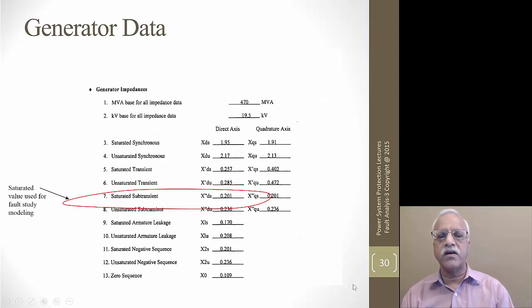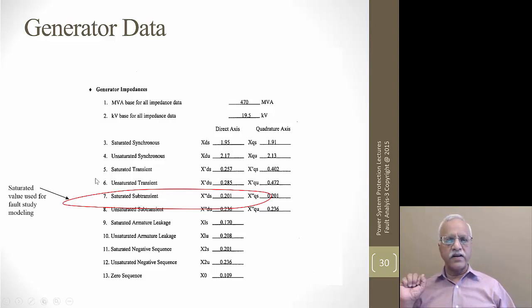So for generator data, there is one more thing we get. They give a saturated subtransient and an unsaturated subtransient. It depends on whether the generator was running at full load or at no load when the fault occurred. When the generator is not loaded, partial saturation of the core takes place, so you get a saturated subtransient reactance when a short circuit occurs, which is generally lower, okay? And when the generator is fully loaded, you have armature reaction, and because of that it comes out of saturation, and then it is higher.